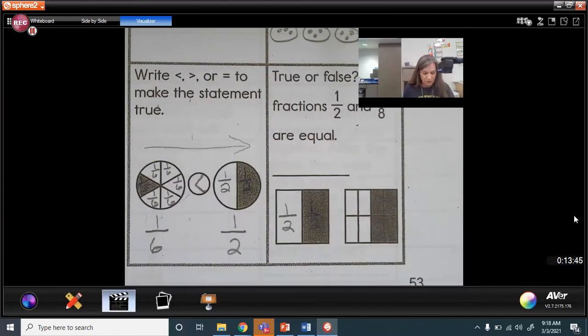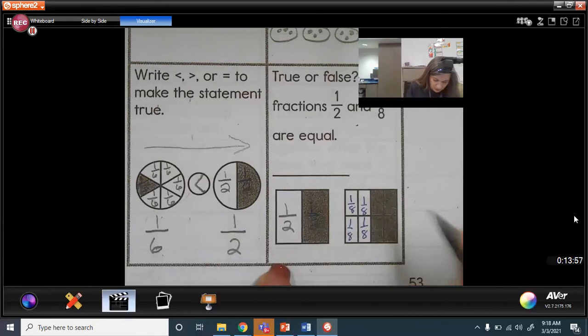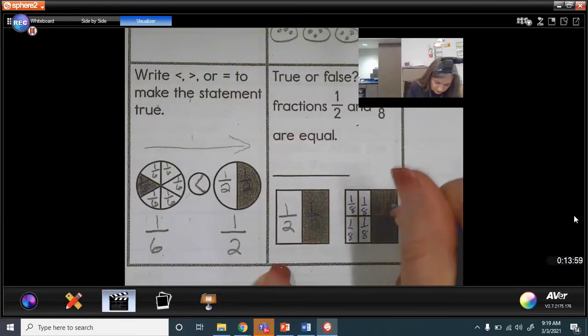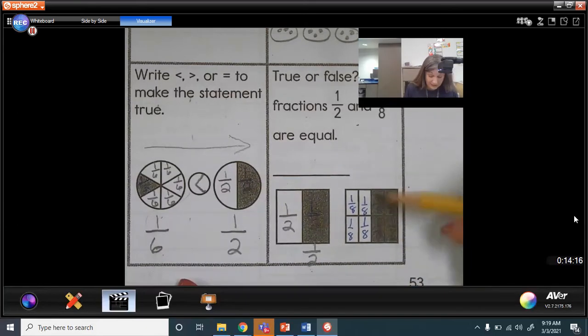Now, you will also notice that when we use the same whole, which is my square, and they broke it up into 8 equal pieces, each one of those is going to be 1/8 of my whole, 1/8. Now, let's take a look at the shaded section right here. This is 1/2, and this shaded section is 4/8.